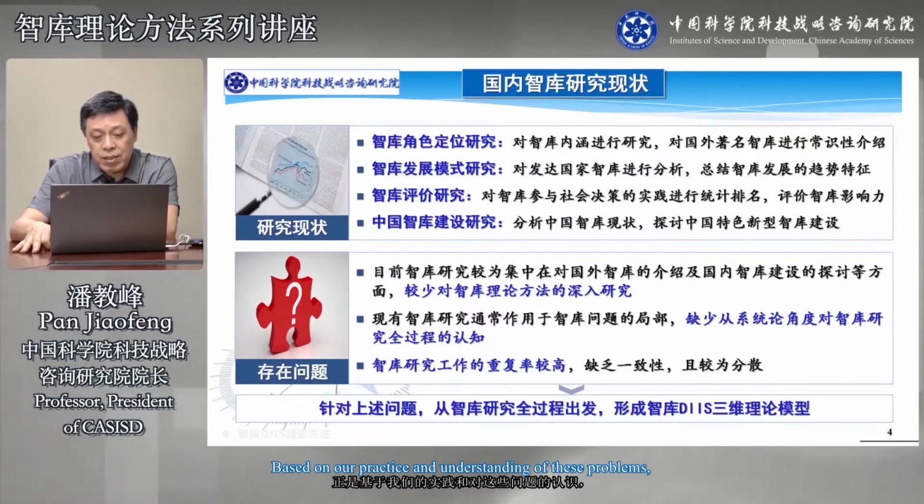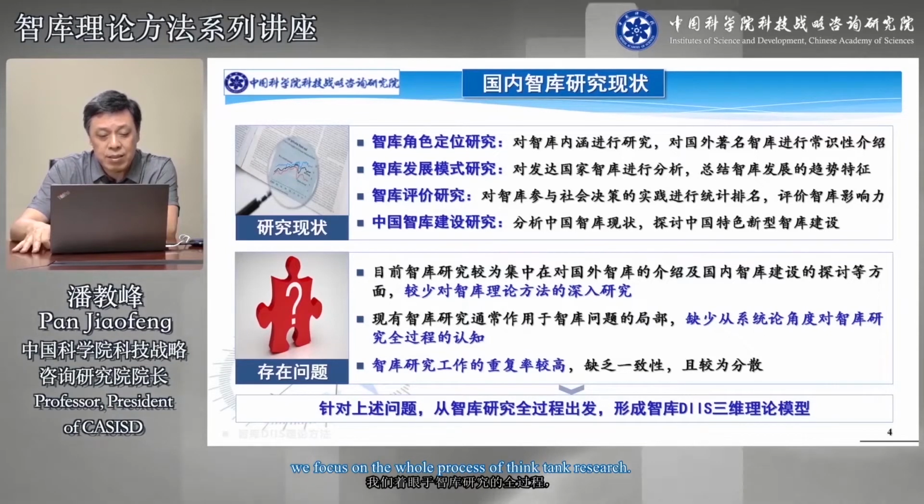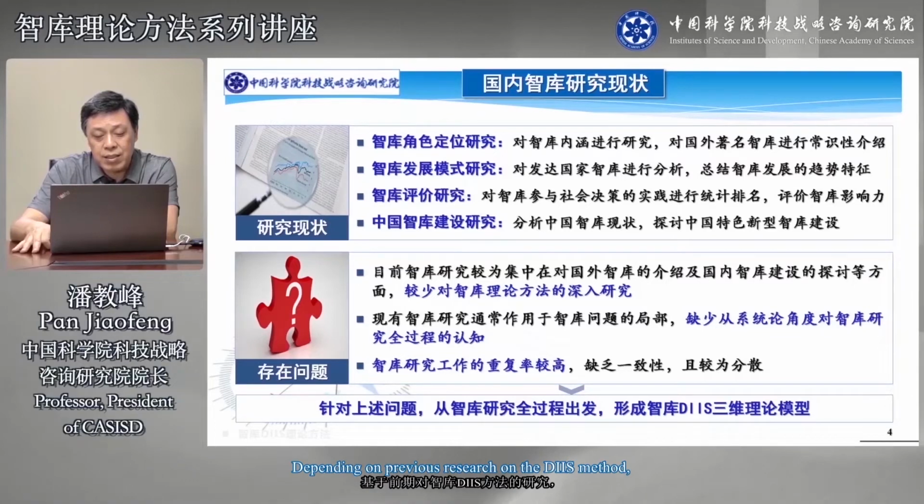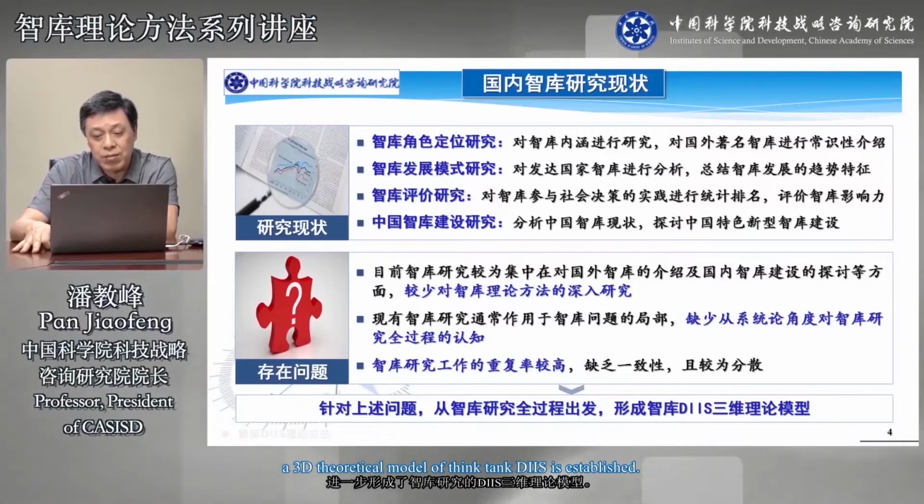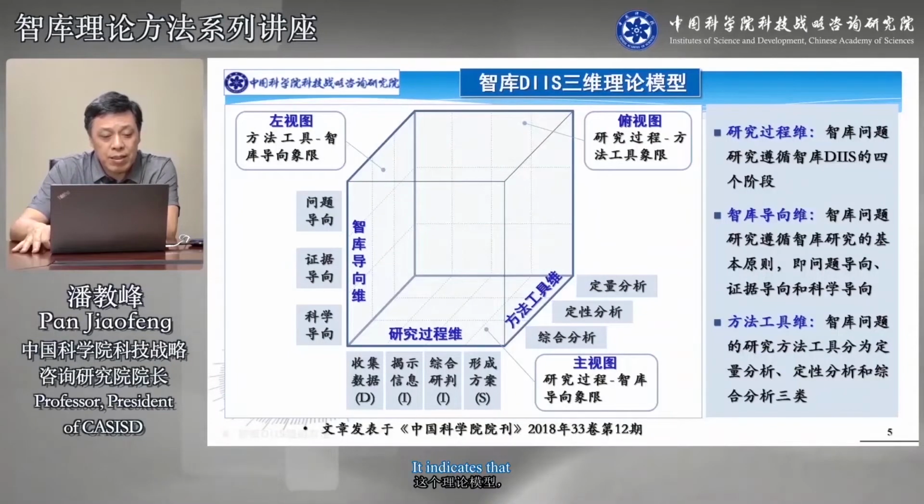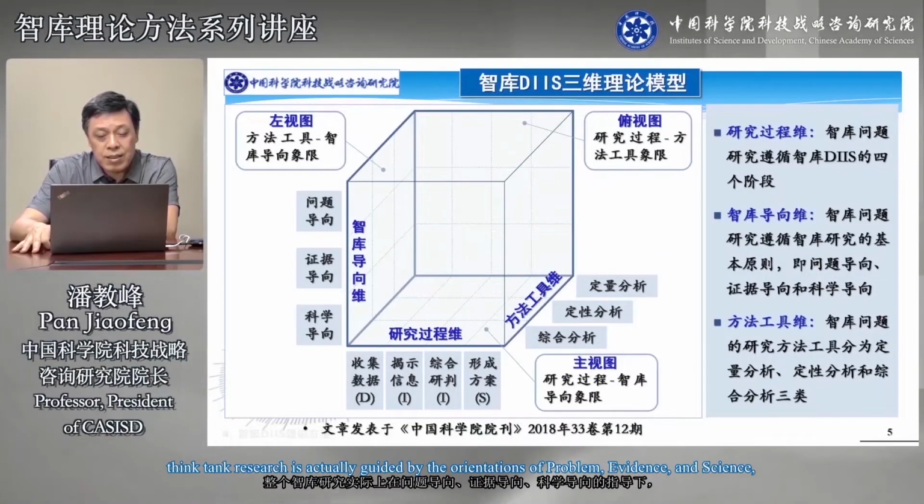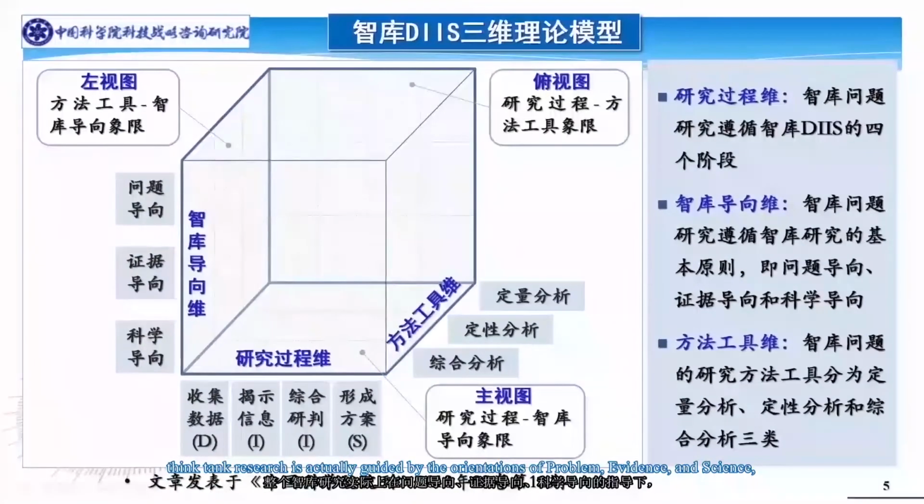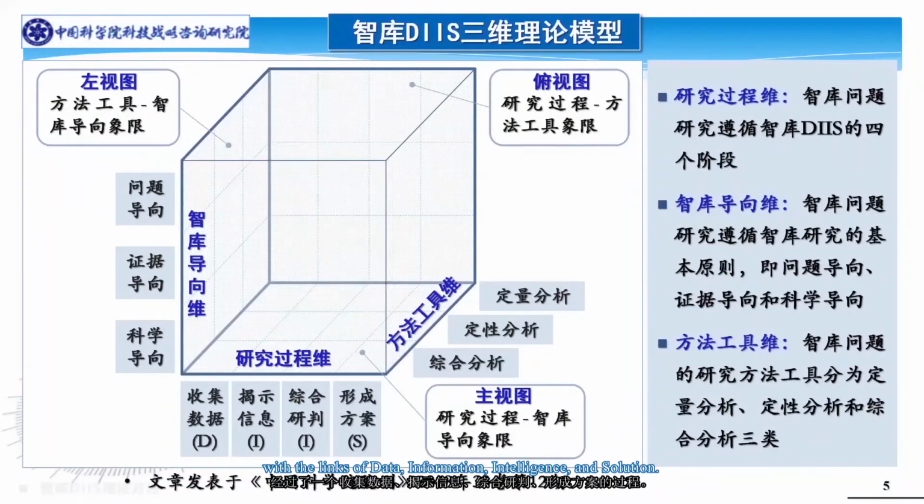Based on our practice and understanding of these problems, we focus on the whole process of think tank research. Depending on previous research on the DIS method, a 3D theoretical model of think tank DIS is established. It indicates that think tank research is actually guided by the orientations of problem, evidence, and science, with the links of data, information, intelligence, and solution.